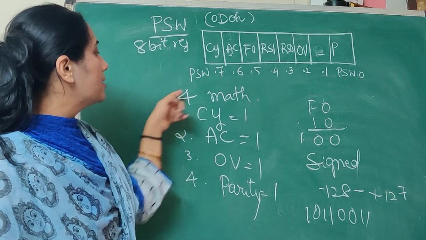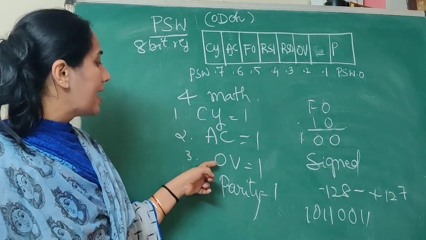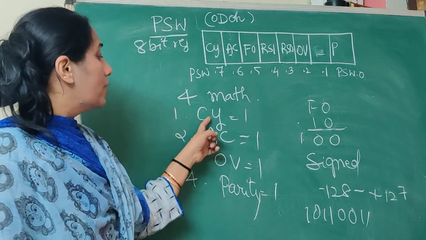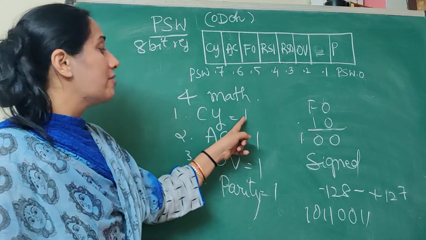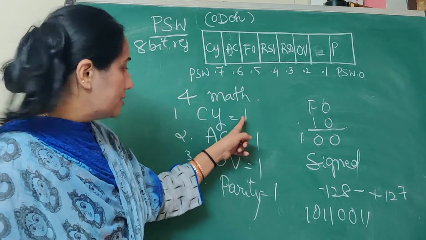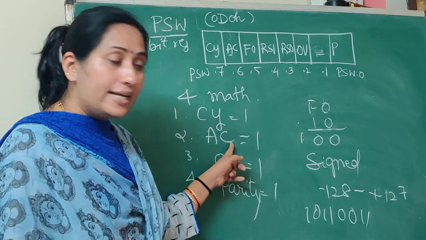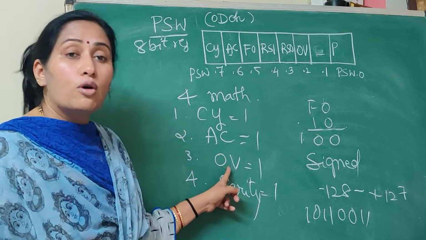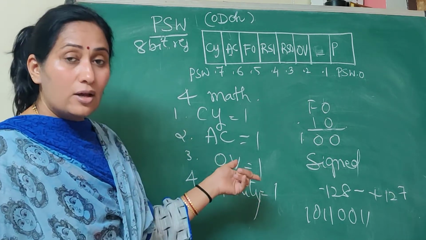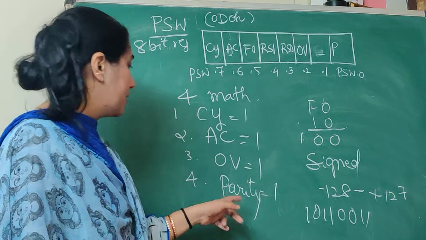This particular PSW consists of 4 mathematical flags, namely the carry flag, the auxiliary carry, overflow, and the parity. Whenever after adding the MSB bit, if a carry is generated, the carry flag will get set to 1, else it is going to be 0. Auxiliary carry, after adding a nibble, if a carry is generated, then this gets set, else it is going to be 0. Overflow flag gets set when there is an overflow in the signed arithmetic operation.